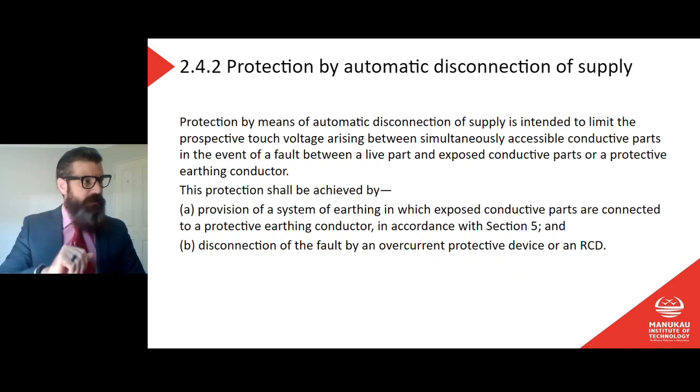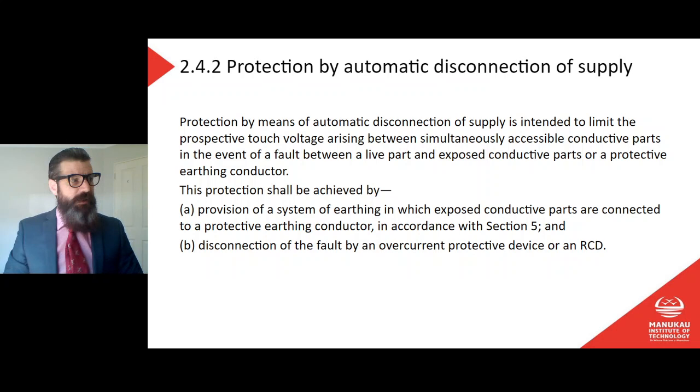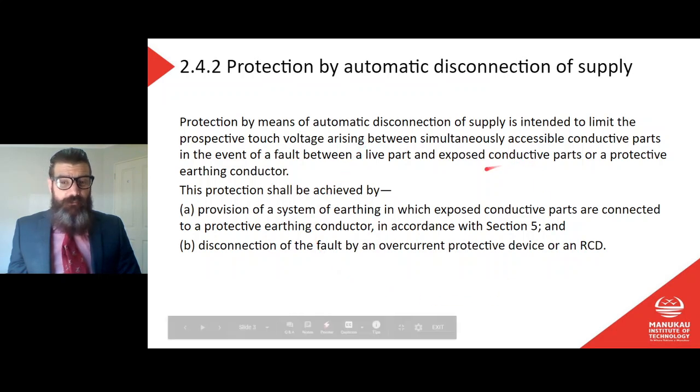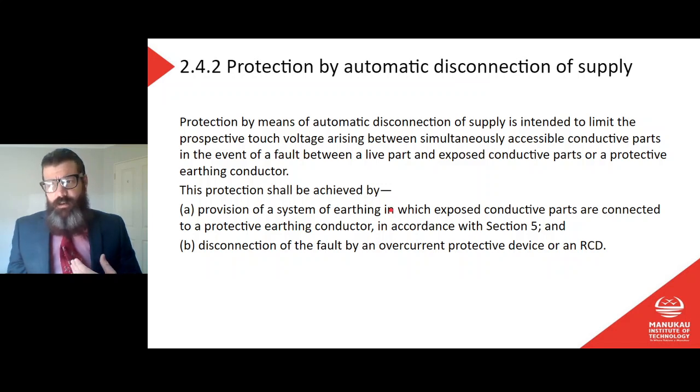So that is what this section here, 2.4.2, is telling us. That's the crux of it. If we have a proper earthing system and we have proper protection devices, then that will protect us from faults, earth faults within appliances, fittings, whatever it is.